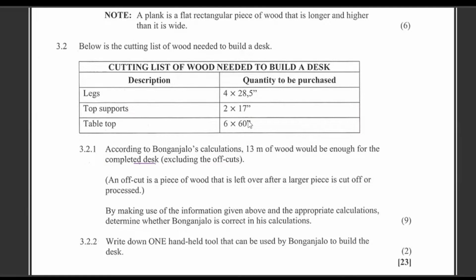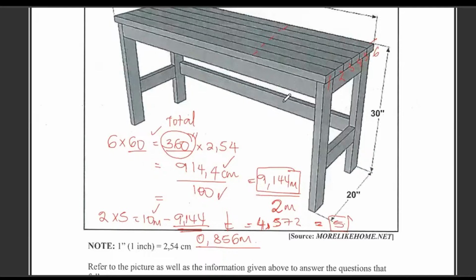By making use of the information given above and appropriate calculations, determine whether Bonga Njalo is correct. Now, here we're going to see. We need 4 legs and 4 times this. This is the size of the legs. The legs, whatever we are going to be left with.